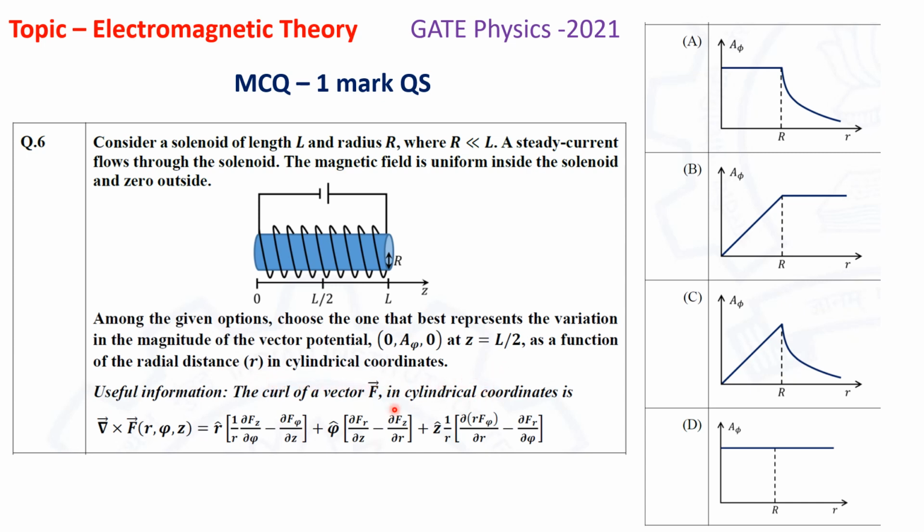We are also given a useful piece of information, that is the curl of a vector in cylindrical coordinates. So these are the four options which show the variation of the vector potential at z equals L by 2 as a function of radial distance small r. So we have to choose the correct option which represents the variation of the vector potential as a function of small r correctly. So let us go to the solution part.